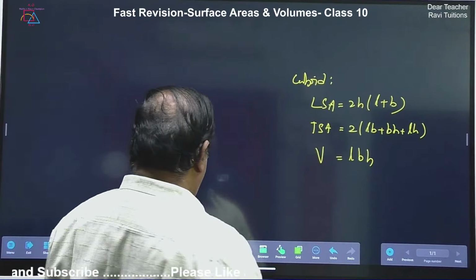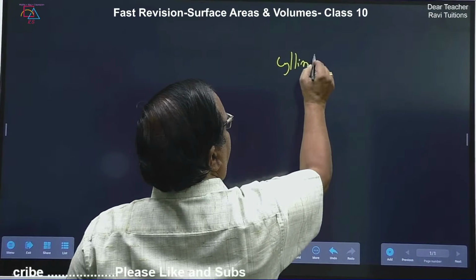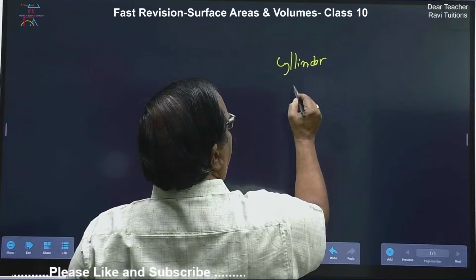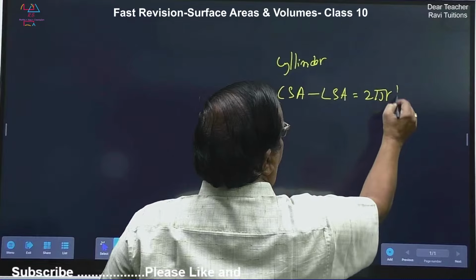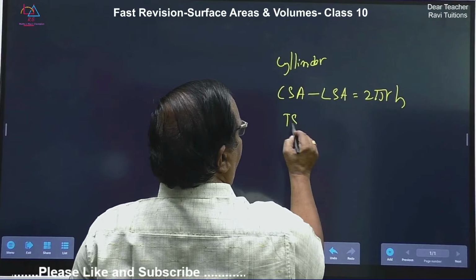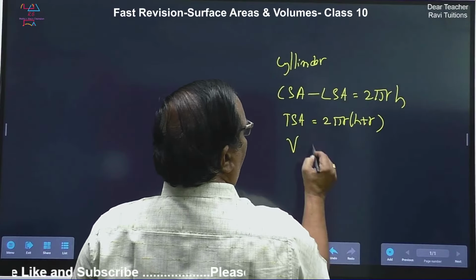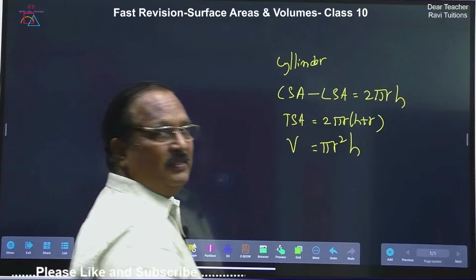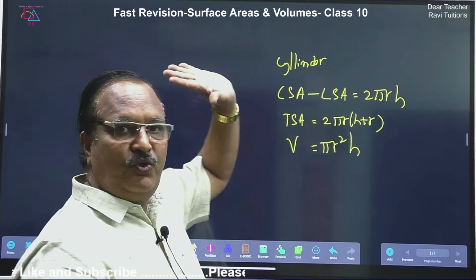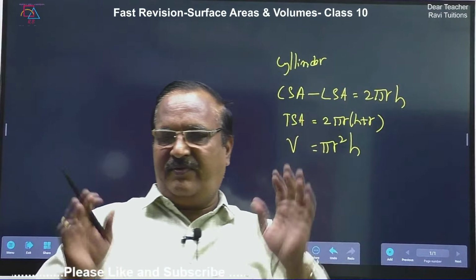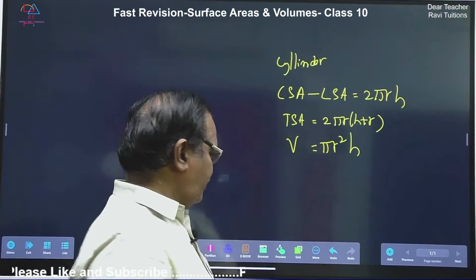Now let me go to another thing. Cylinder: curved surface area, also I call it lateral surface area, is equal to 2 pi RH. Total surface area is equal to 2 pi R into (H plus R), and volume is equal to pi R square H. This is how you have to learn the formulas and do the questions. I am not giving you any formula. Formulas are available in the textbook, and you just go ahead.